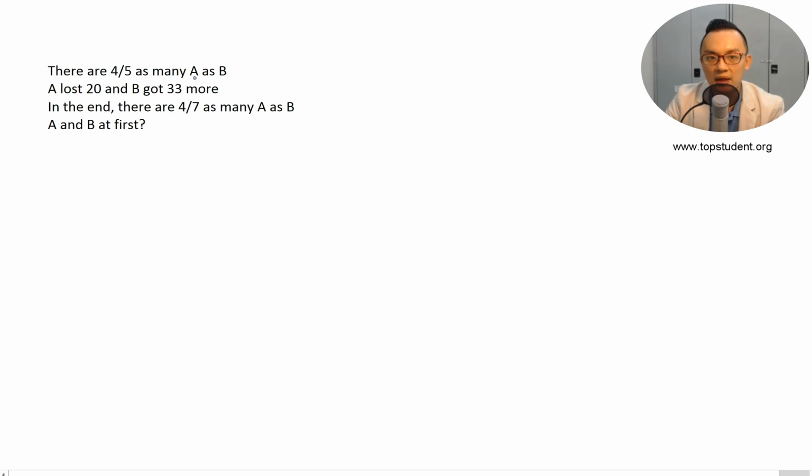There are 4/5 as many A as B. A lost 20, B got 33 more. In the end, there are 4/7 as many A as B. So this should be A and this is B. 4 is A and 7 is B. So A is to B is 4 is to 5. After a while you see, it's all the same.